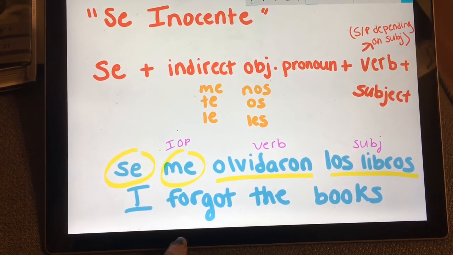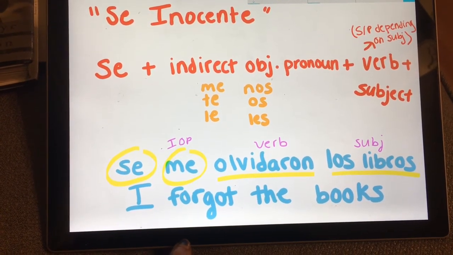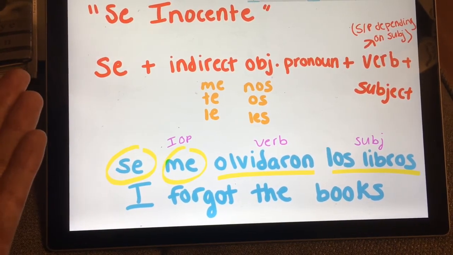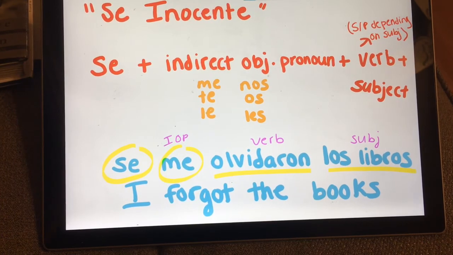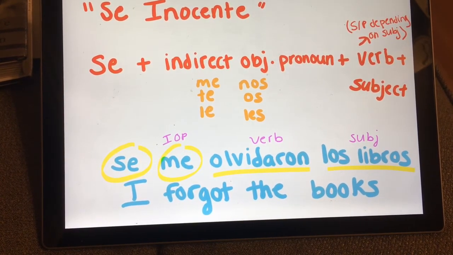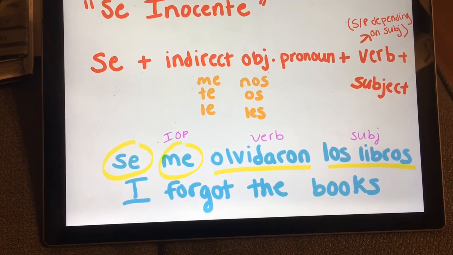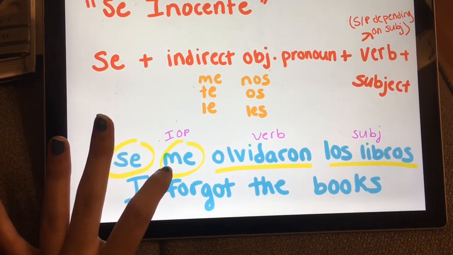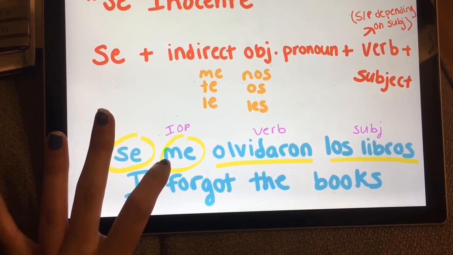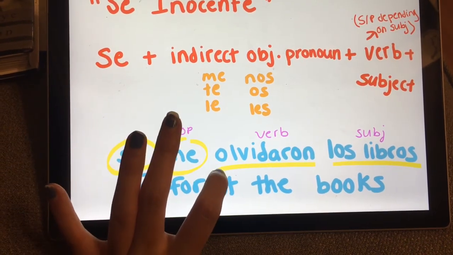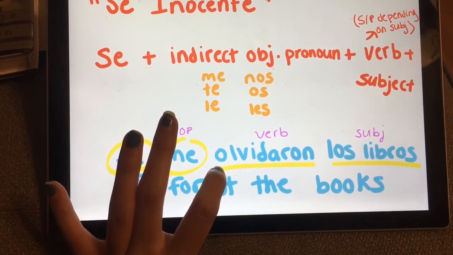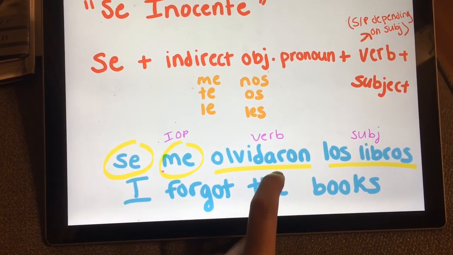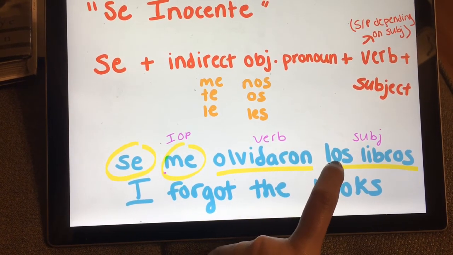If you wanted to say, I forgot the books, and you're trying not to put blame on yourself, right? Then you would use the se inocente. Like, it's not my fault that I lost or I forgot my books. Don't blame me. So you would say se. The indirect object is me because it happened to me. The verb is olvidar, which means to forget, but since the subject is plural, it's going to be in the third person plural. Olvidaron los libros.